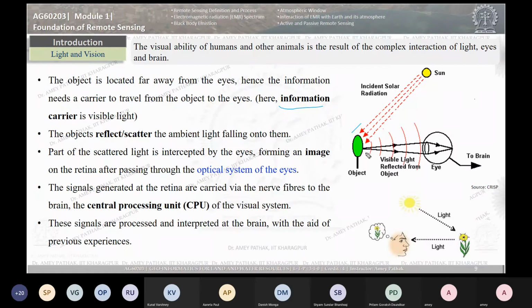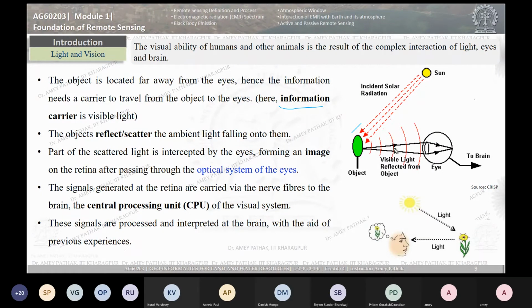In this case, that is our visible light. This object is actually reflecting and scattering the ambient light which is falling on it. Here again, the source of energy or light is the sun. As you said, it can be artificial also, but in the normal case the sun is the main source of energy, supplying light, and some of this ambient light is scattered and reflected by this object. Now the reflected light is being carried to our eyes by this information carrier, visible light.